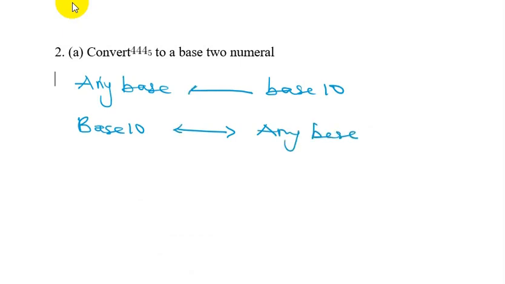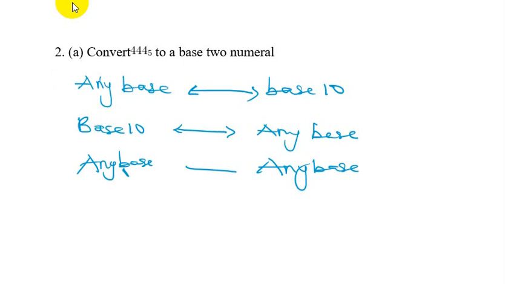Okay, we convert from any base to base 10 directly. But if you are converting from any base to another base that is not base 10, we have to first convert the first base. So let's say we are converting from base 3 to base 7. We convert the first one to base 10, then convert the base 10 to what? The base we are looking for.